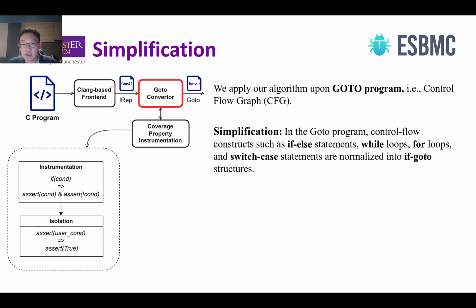The reason we perform this on the goto program rather than at the source code level is that in this goto program, all the control flow structures like if-else, while, for, and switch cases are normalized into if-goto blocks. This normalization makes our instrumentation more uniform.